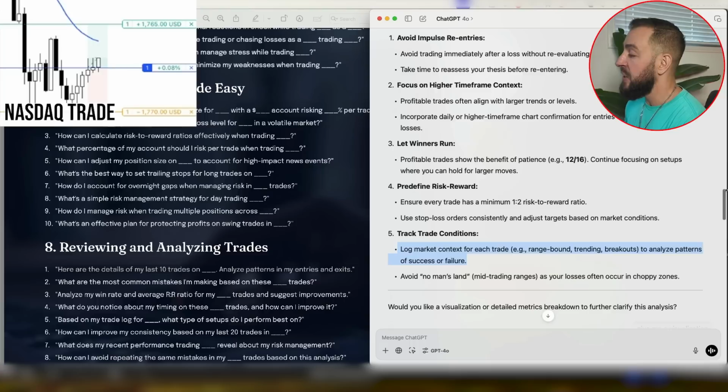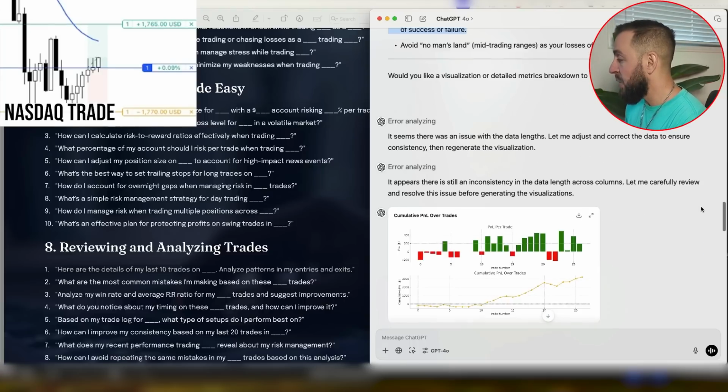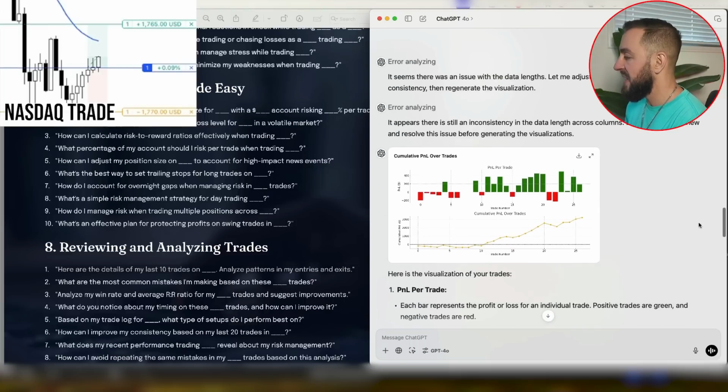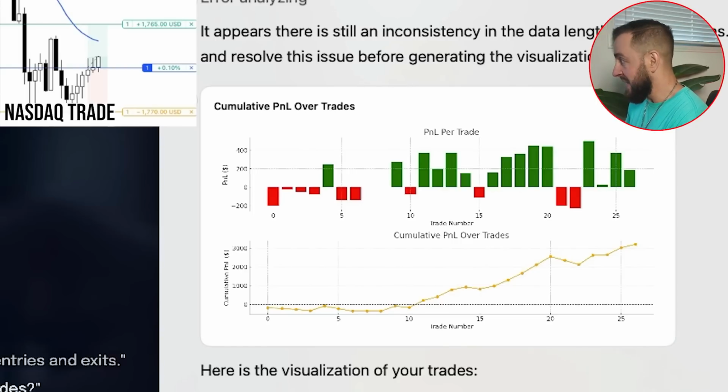Would you like a visualization or detailed metrics breakdown to further clarify the analysis? Let's get a visualization. That's cool. Okay, so there are a couple errors and then it gave us this. This is amazing. It does this all just on the fly.